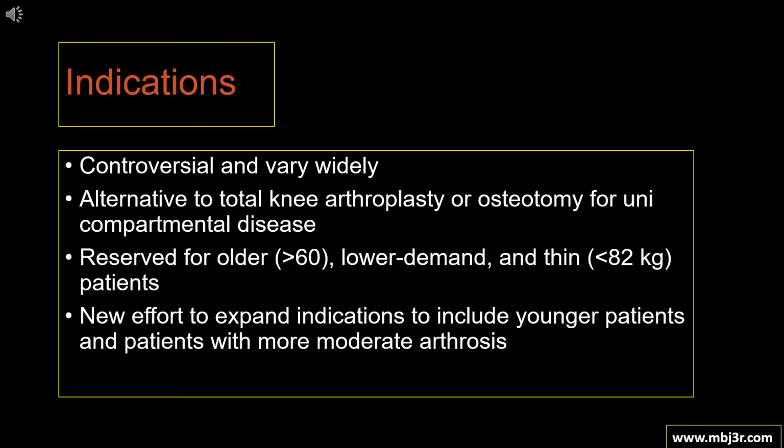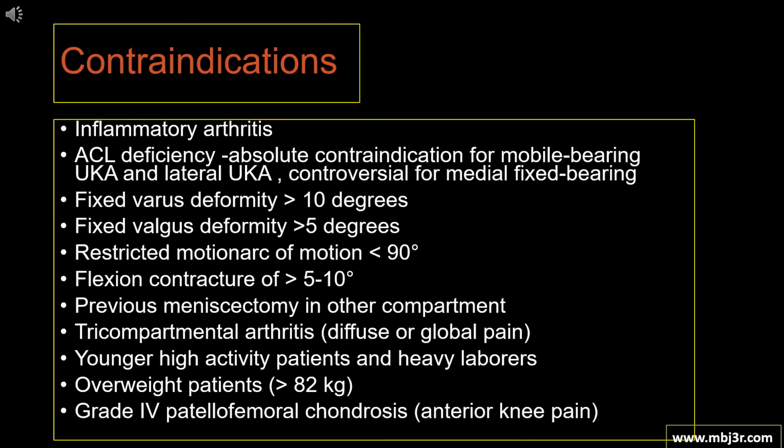Indications are still controversial and vary widely from country to country. As an alternative to total knee arthroplasty or an osteotomy for unicompartmental disease, it is classically reserved for older people, lower demand and thin patients. 6% of patients meet the above criteria with no contraindications. There is a new effort to expand the indications to include younger patients and patients with more moderate arthrosis.